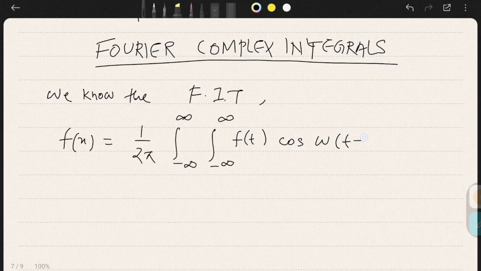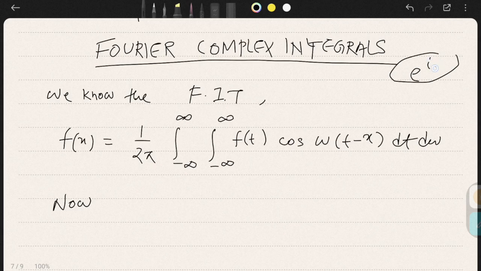Omega (t minus x) dt d omega. If you want to make it 1 by pi, then you just do it from 0 to infinity. Same thing. So now let's add something to this, because to make it complex you need something like e to the power i something. We already know that e to the power i theta is equal to cos theta plus i sin theta.